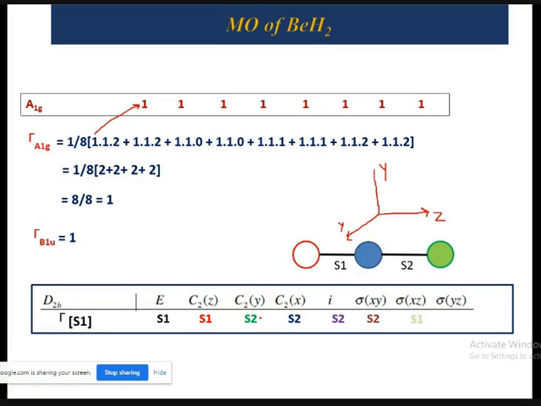In case of sigma XZ, this is X actually. Sigma XZ is this one, right? Now see, in this case the changes are going to happen with respect to the Y axis, and that's why S1 is not going to be changed. And in sigma YZ, again S1 is not going to be changed.